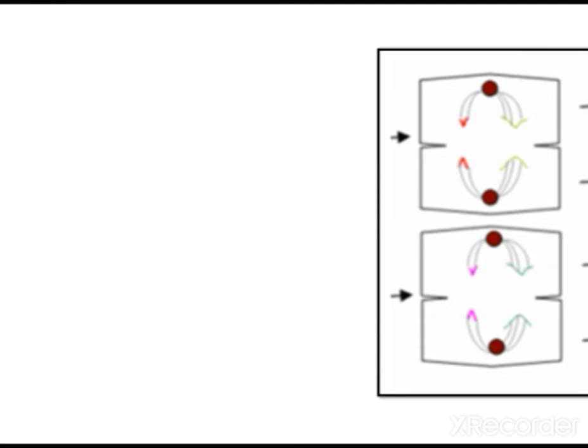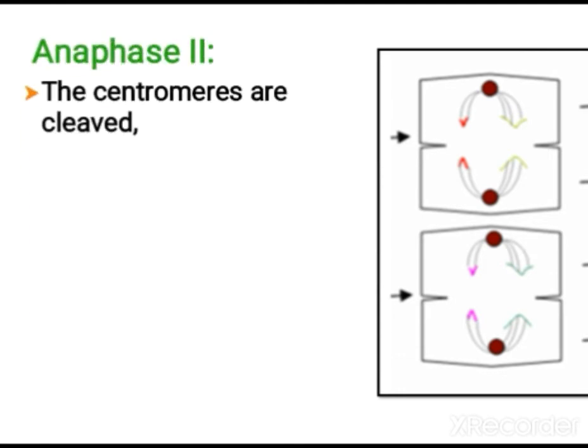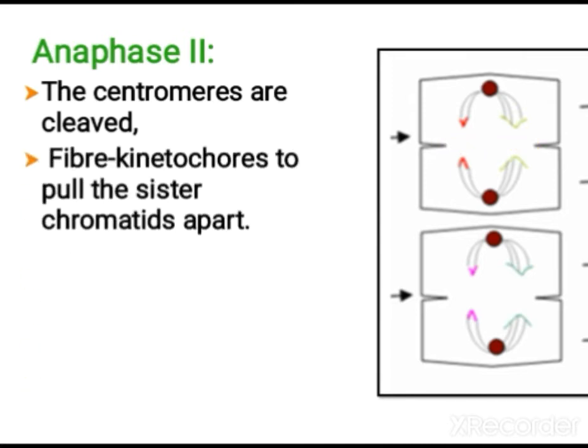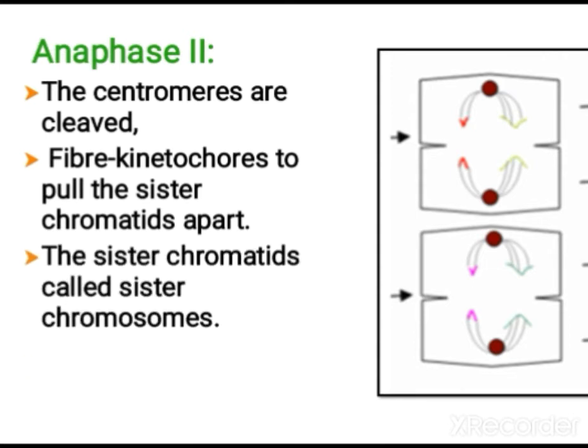After that comes anaphase 2. So what happens in anaphase 2? The centromeres are cleaved, that is, the breaking up of the centromere occurs here. Because of that, the entire set of chromosomes moves towards opposite poles, and slowly the spindle fibers pull them up and the chromosomes move towards opposite poles.